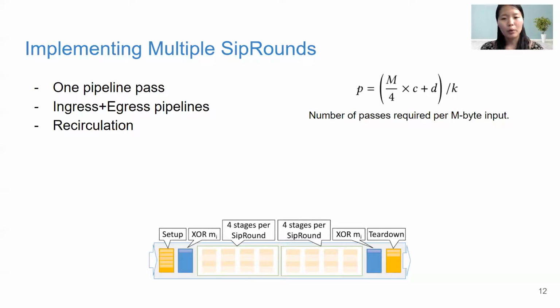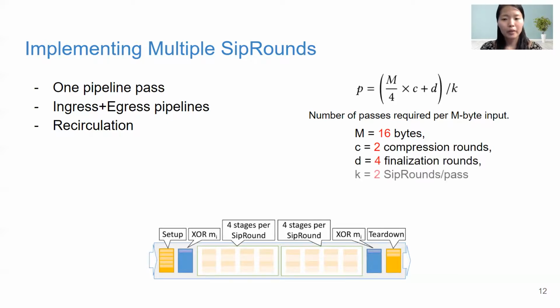Let's walk through a quick example of what this might look like. Say M is equal to 16 bytes. We know C to be equal to 2 based on the number of compression rounds per 4-byte word, and D is equal to 4. K is given by the number of SIP rounds that we can fit into a single pipeline pass. And as we can see from the visual below, K is equal to 2. We can fit 2 SIP rounds per single pipeline pass. Plugging all these numbers in, we find that P is equal to 6, or we would require 6 passes through a single pipeline in order to process a 16-byte input to HalfSipHash.